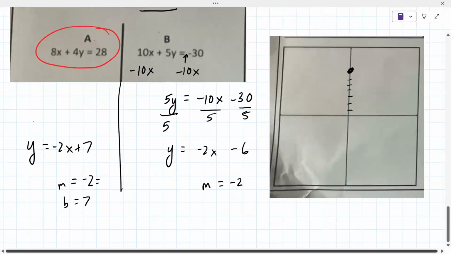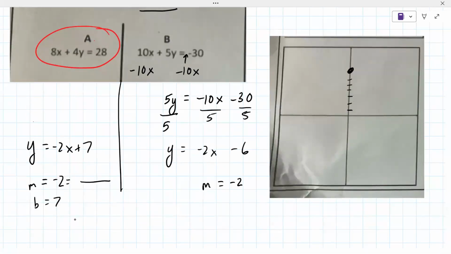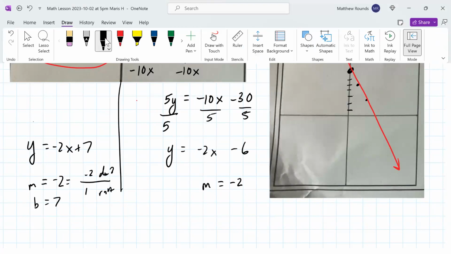Negative means you're going down. If we write it as a fraction, it means down 2, right 1. So you go to that point and go down 2, right 1, something like that. I'll finish this off in red. Because it's parallel to the other one, we're not looking for you to be too accurate here.